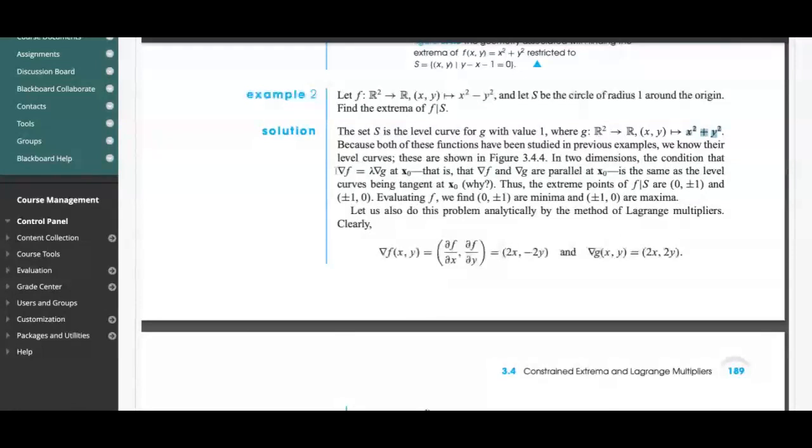So we use the Lagrange multiplier. Then we find the gradient f, find the gradient g. Then we set up a system of equations, and with the constraint x squared plus y squared equals 1, we have a system of 3 equations. Then we solve, and we get (0, 1), (0, -1), (1, 0), and (-1, 0) to be the critical points of f restricted to S. Then we can use the second derivative test to classify those critical points.